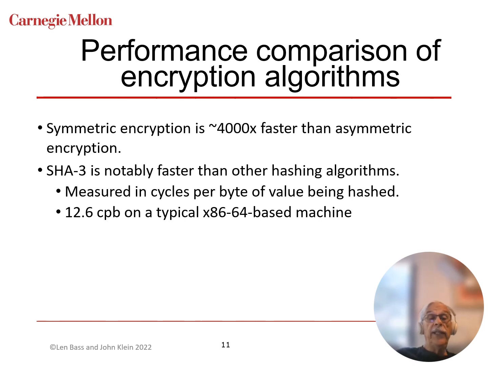And SHA-3 is faster than other hashing algorithms. So when NIST decided to approve a new hashing algorithm because SHA-2 had somebody had found a duplicate, they looked at performance. The way NIST works is they ask for proposals. Give me a proposal for a hashing algorithm. And then they compare those proposals. And SHA-3 was faster. It was what, better constructed? I don't know. And that's measured in cycles per byte of value being hashed.